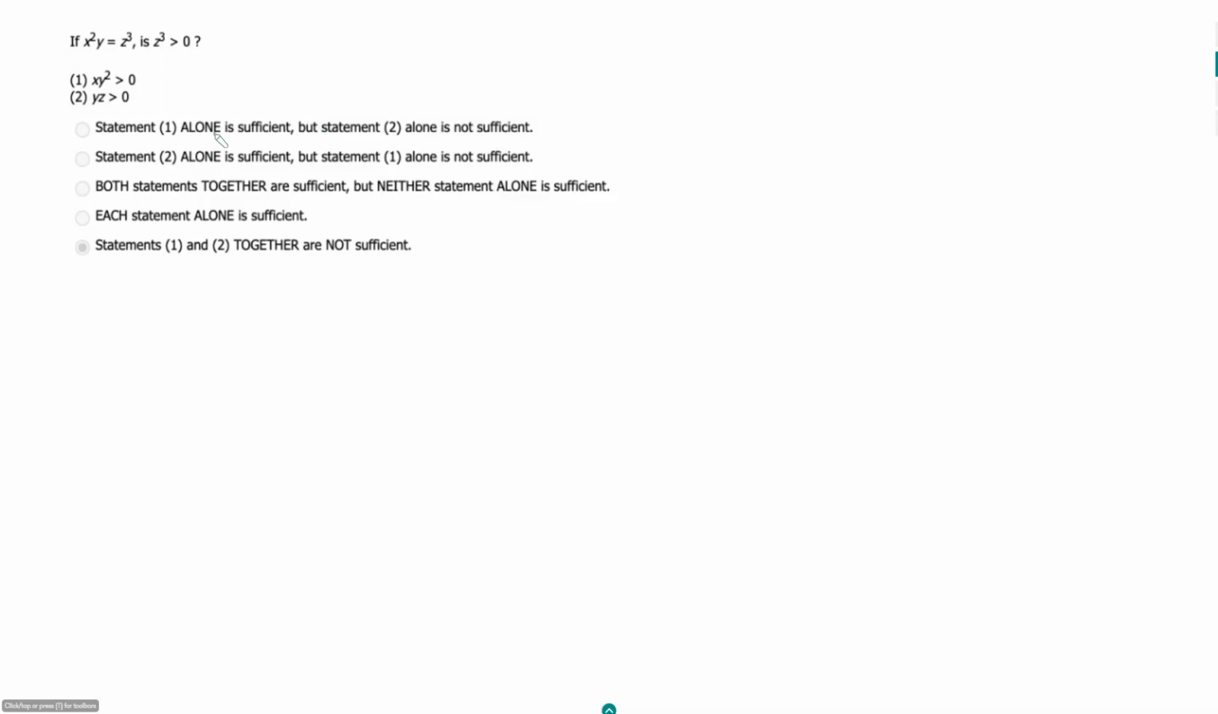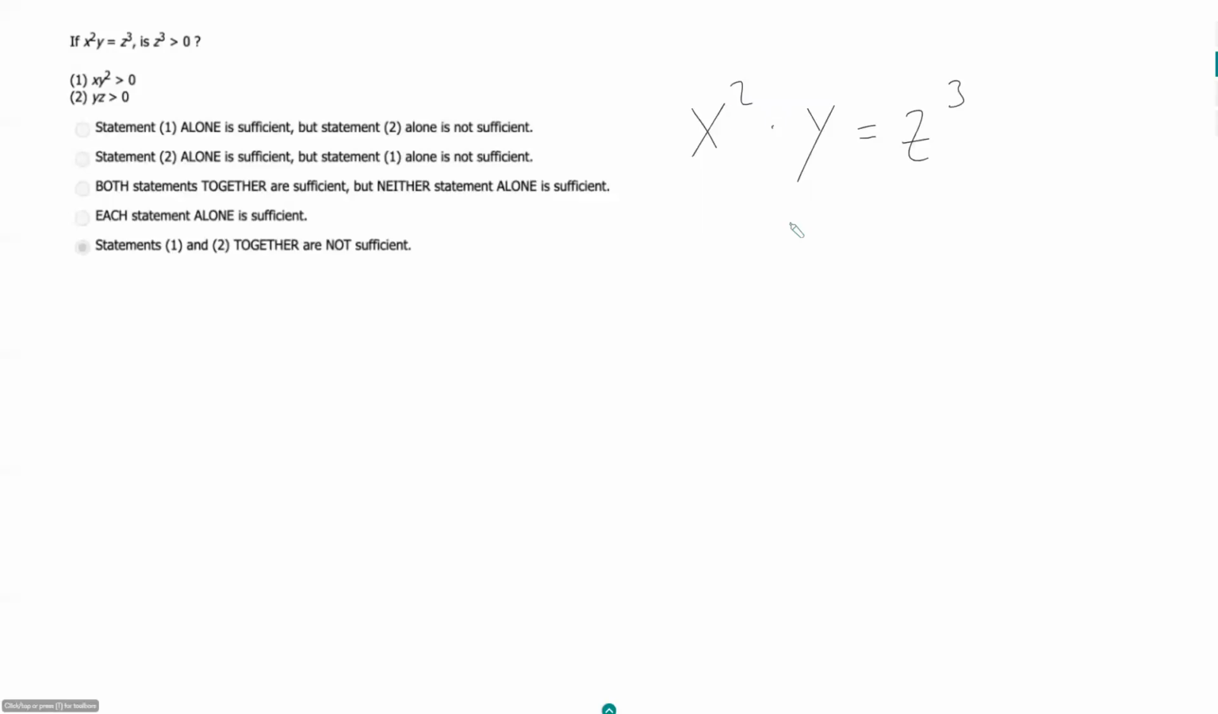If x squared times y is equal to z cubed, is z cubed greater than 0? So x squared times y is equal to z cubed. Really, they're asking is z cubed greater than 0, but the sign of z cubed is going to be determined by the signs of x squared and y.